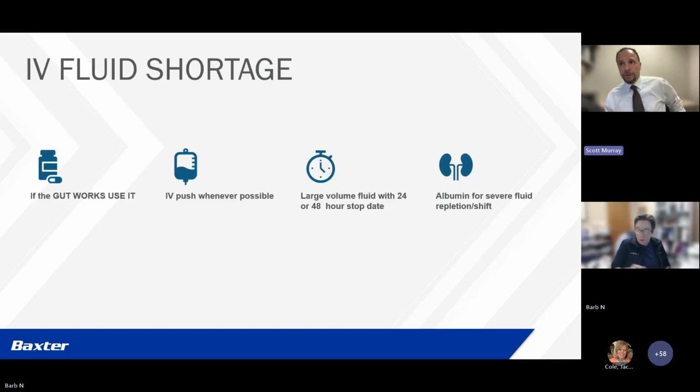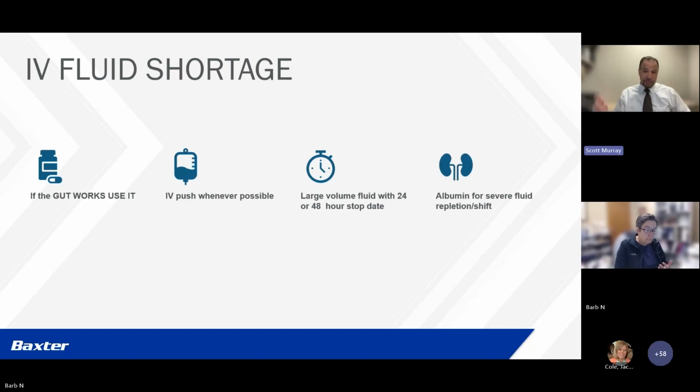Yeah, and another opportunity for this kind of collaboration, as we all have seen with the IV fluid shortage: if the gut works, use it. This has been an opportunity with nursing and pharmacy. Even just prior to the fluid shortage, we had a nurse-led quality improvement project thinking about potassium, asking why are we doing IV potassium? If the gut's working, potassium is well absorbed. That paid off dividends in the fluid shortage, allowing us to utilize the gut more and reduce the amount of time that we need to use those IV fluids.